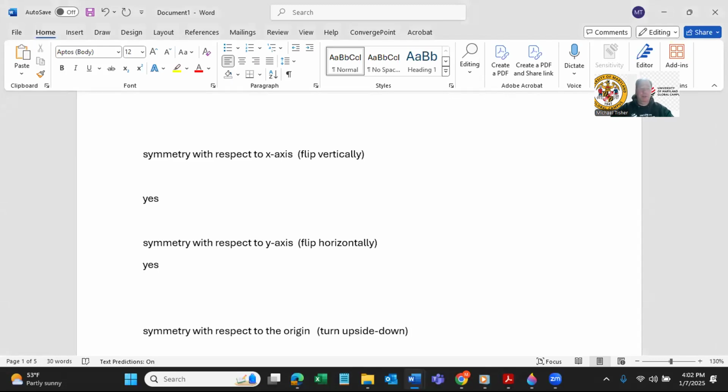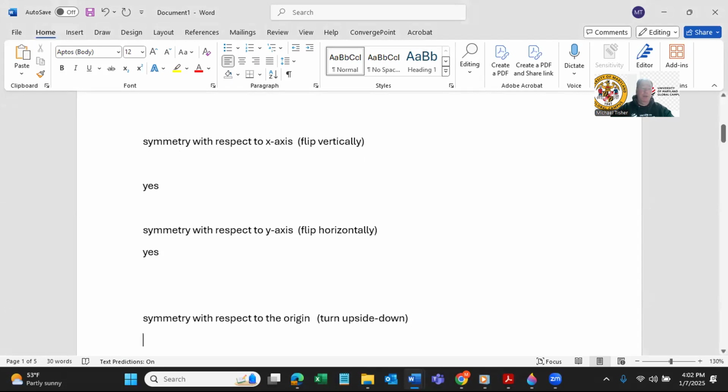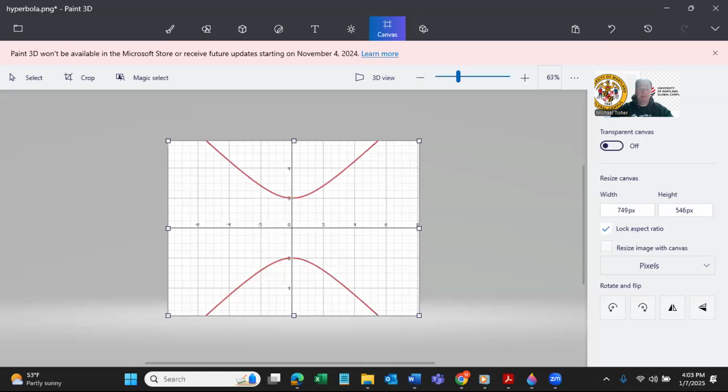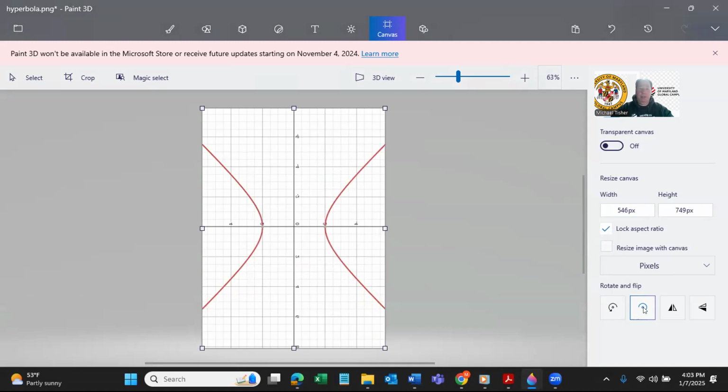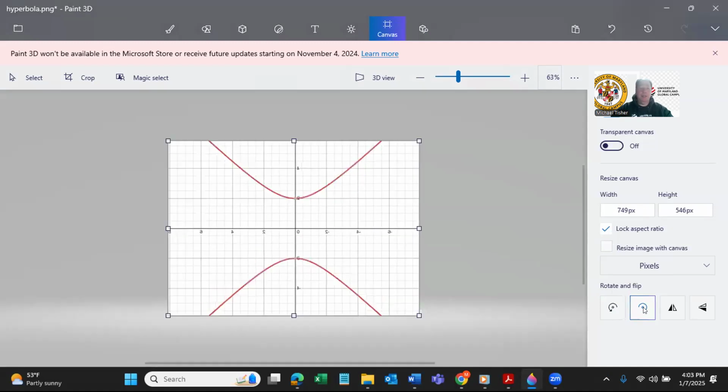Now let's test for symmetry with respect to the origin. And we have that if it's the same graph turned upside down. So let's test that. And to turn it upside down, we're going to rotate it right 90 degrees. And then we'll rotate it another 90 degrees. And that's a total of 180 degrees for the rotation. And looks like it's the same graph upside down. So we have all three symmetries. Isn't that wonderful? So we'll say yes for all those.